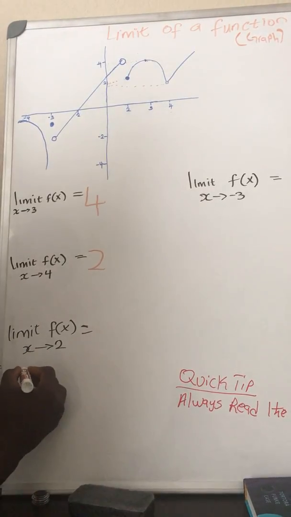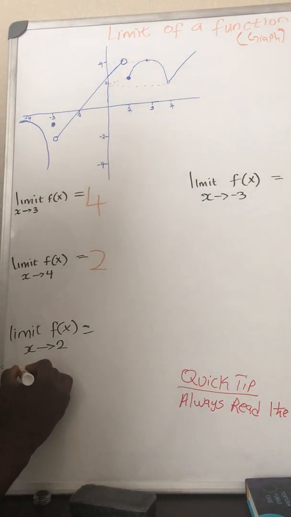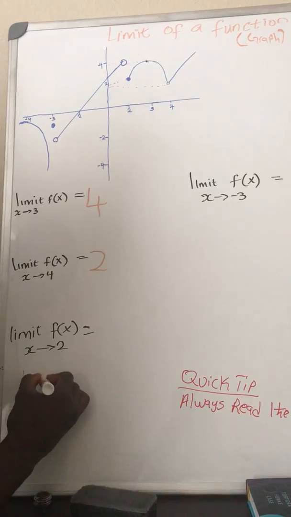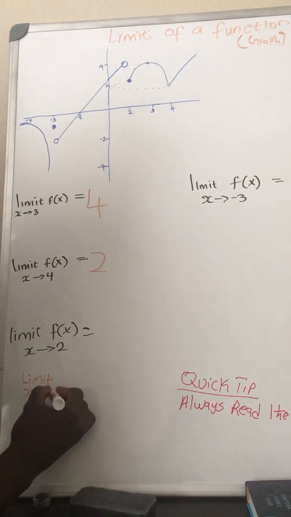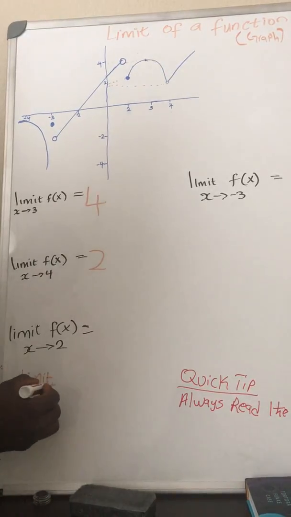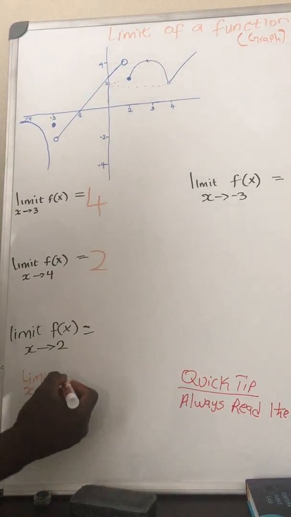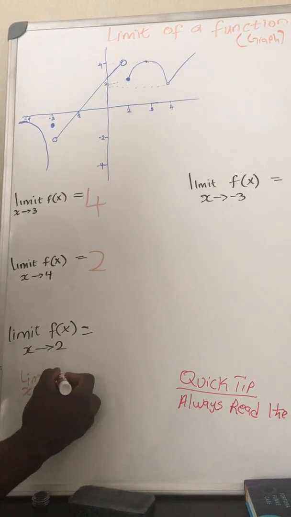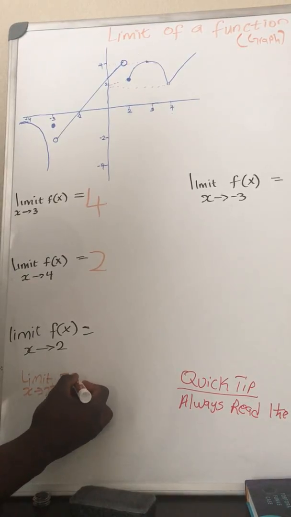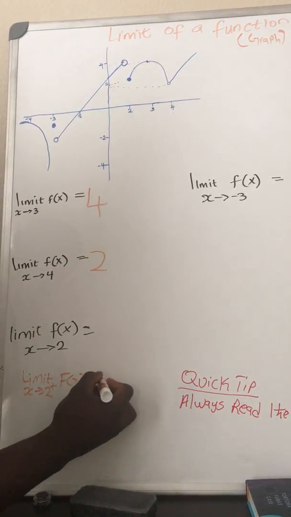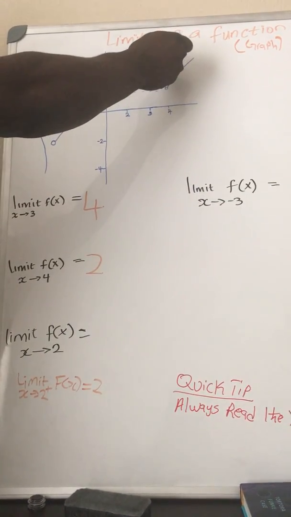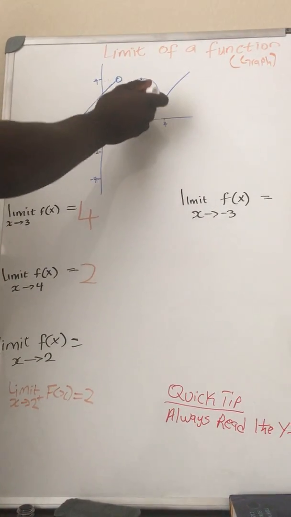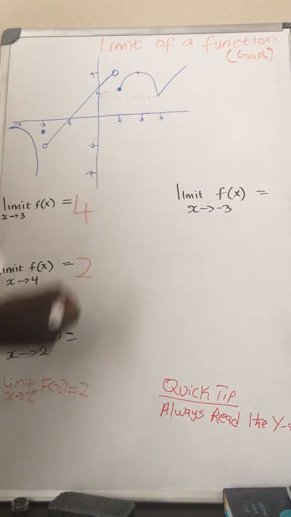All right, let's make a note right here. The limit as x approaches 2 from the right: right is always raised to plus. Anything raised to plus is from the right. The limit of f of x is 2. So you approach 2 from the right, you read the y-axis, so it's 2.